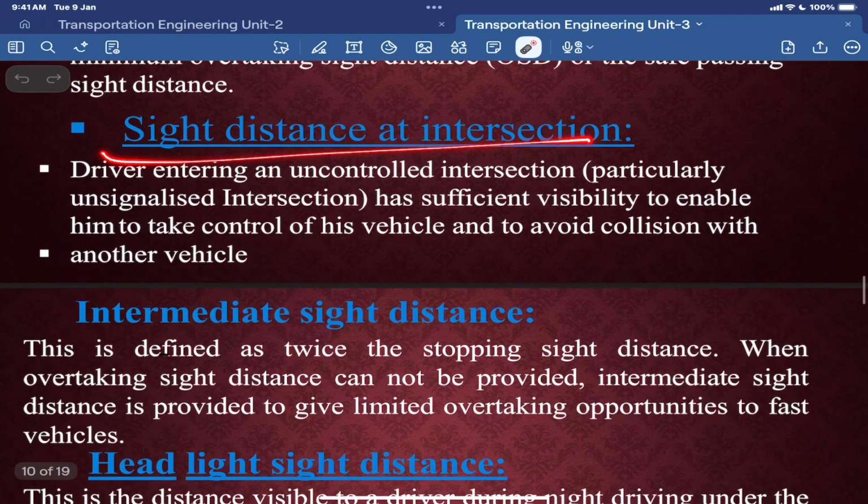Sight distance at intersections. A driver entering an uncontrolled intersection, particularly an unsignalized intersection, should have sufficient visibility to enable him to take control of his vehicle and to avoid collision with another vehicle.